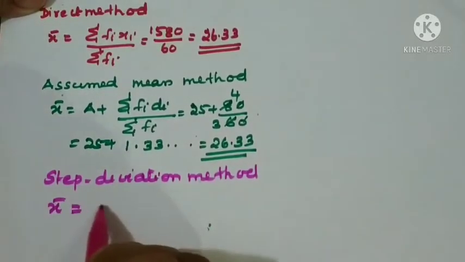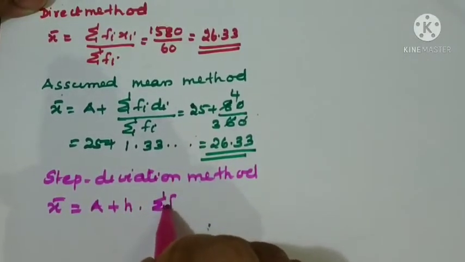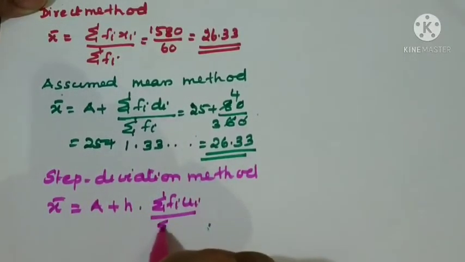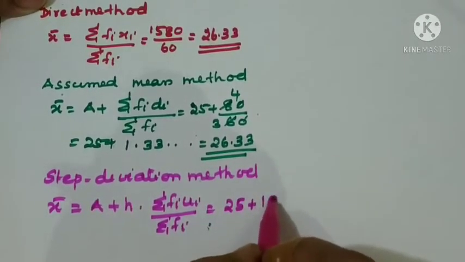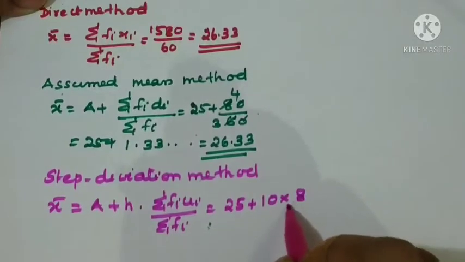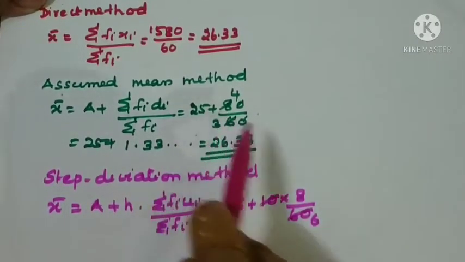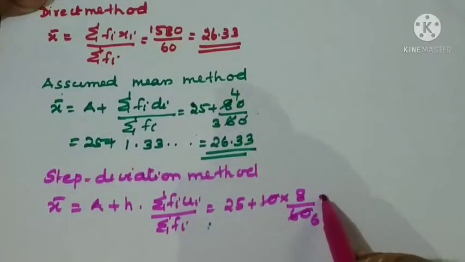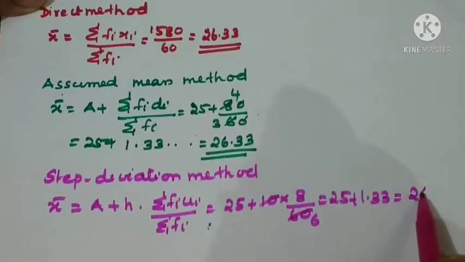So the last method, the step deviation method: x bar equal to a plus h into sigma fi ui by sigma fi. 25 plus 10 into 8 divided by 60. So again, 25 plus 8 by 6, we will get the same answer. So 25 plus 1.33 is equal to 26.33.